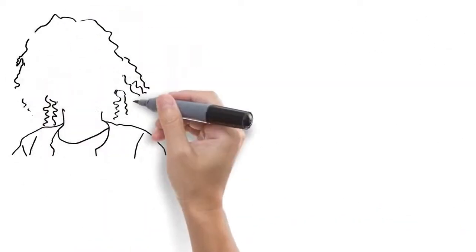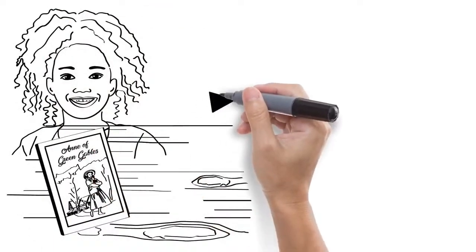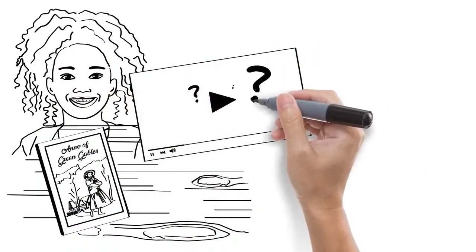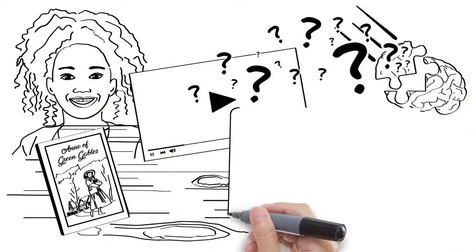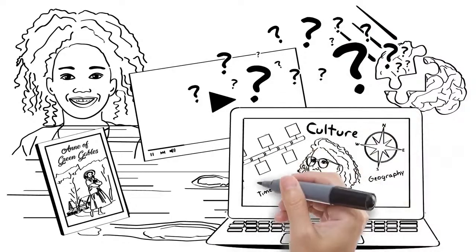In English, Maya's excited to participate in a discussion of Anne of Green Gables. Yesterday, she read a chapter and watched a video with questions to help organize her thoughts. Maya's teacher helps the class explore the story's setting, including the time period, culture, and geography.